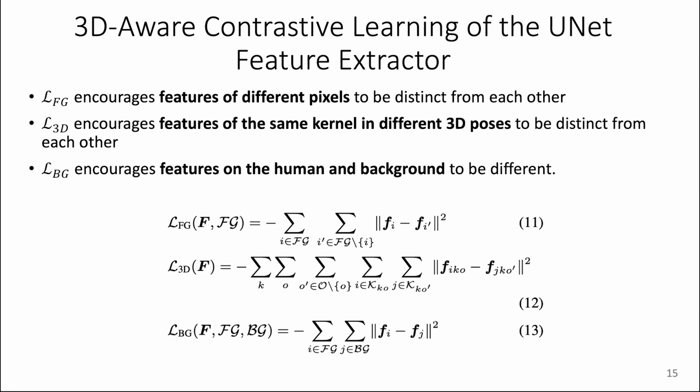To reduce feature variance and obey the conditional independence assumption, we propose 3D-Aware contrastive learning of the U-net feature extractor. The contrastive losses separate features from different pixels, different 3D poses, and between foreground and background.